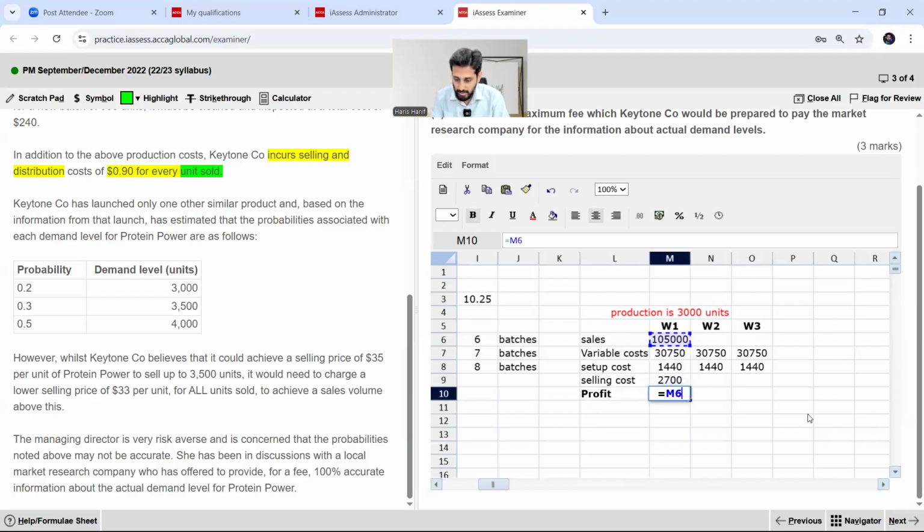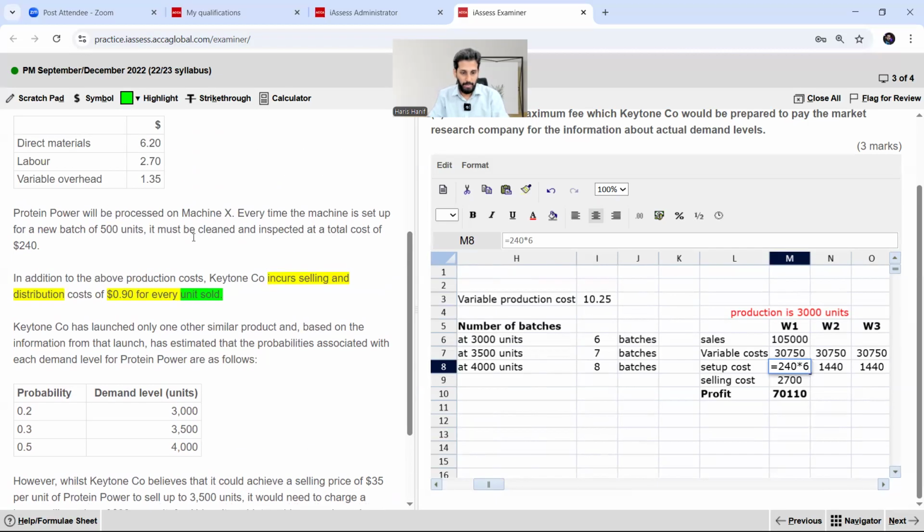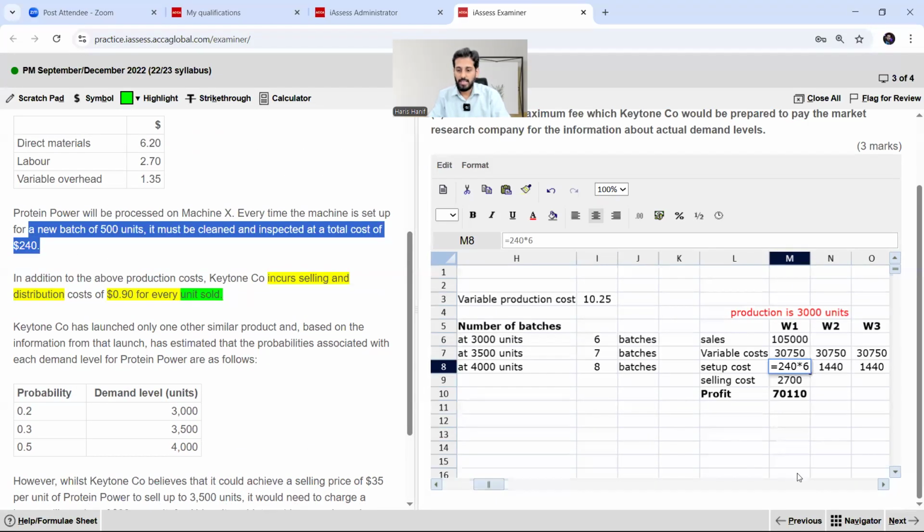Profit is equal to sales minus variable costs minus setup cost and minus selling cost. So I got 70110. That's a very simple point. Here I think you may be confused with the setup cost, so I can open this cell. You can see that 6 batches multiplied by 240 is the per batch cost, right? So that's a very simple point.